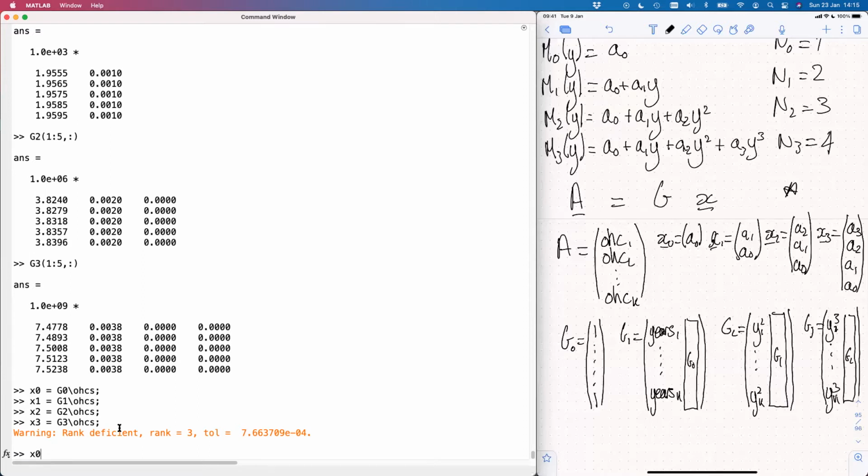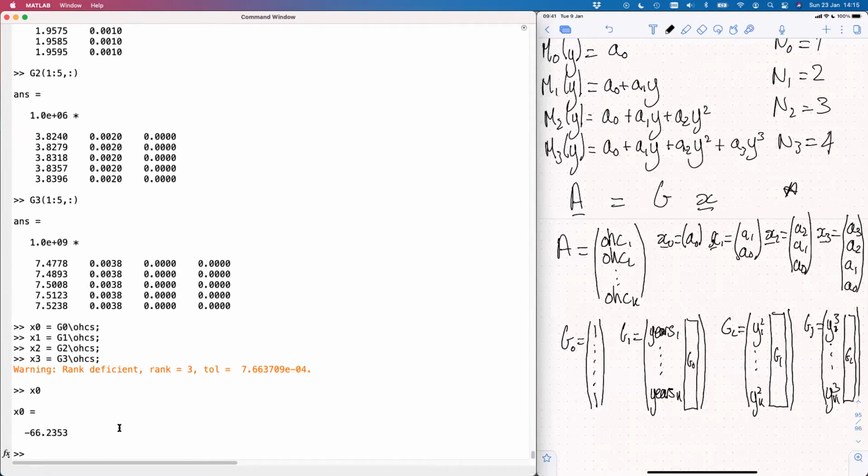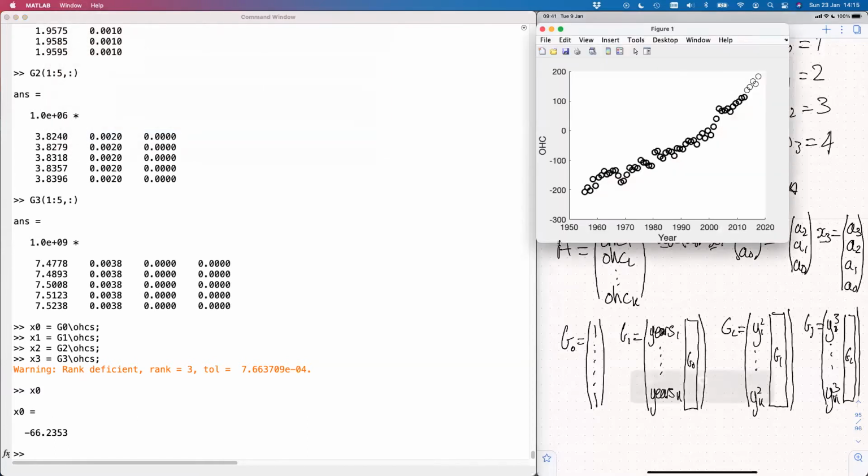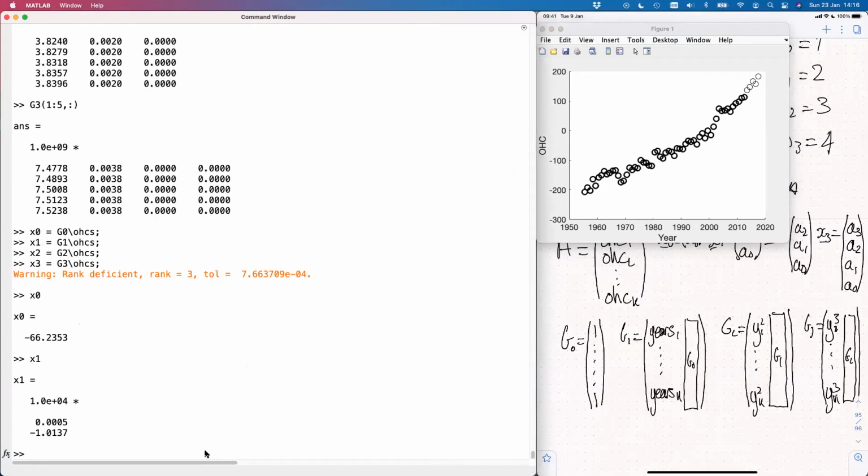So for X0, of course, this is just the constant model, and that gives us the value of that constant, which comes out as -66. If we look back to our figure here, you can see -66 is around here somewhere, and it's approximately an average value of all of those different measurements. So that kind of makes sense. X1, of course, will contain the parameters of a linear model, not so meaningful in their own right. And similarly, the other models will contain additional quadratic and cubic terms.